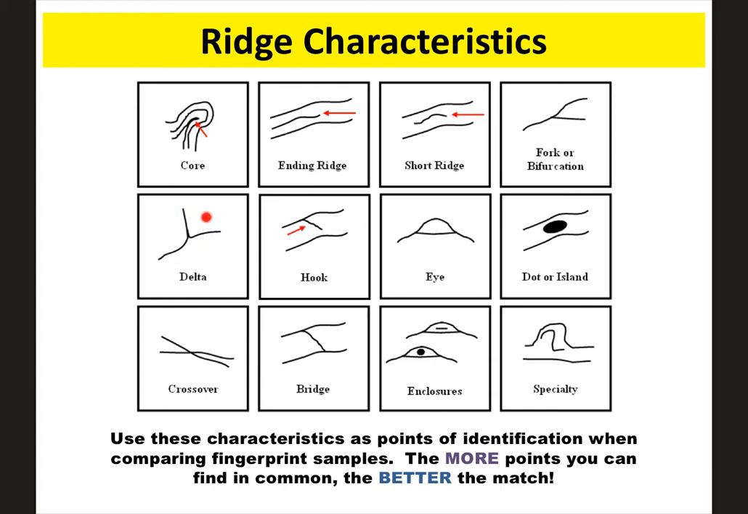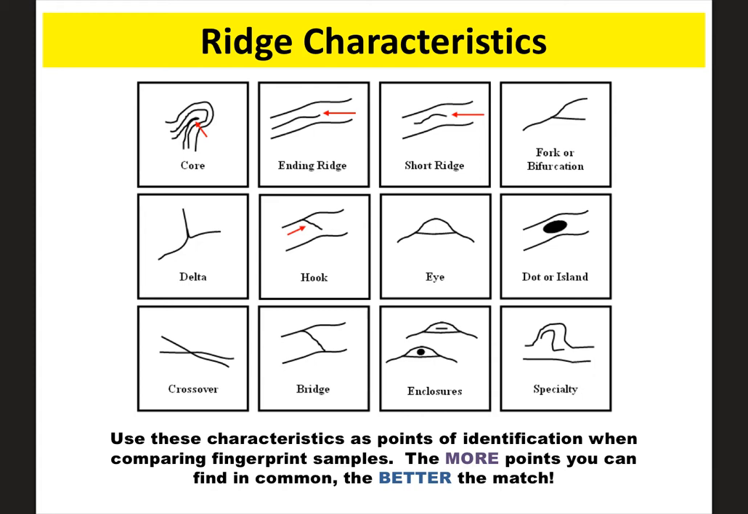We've already looked at deltas, those triangular regions. Sometimes if you have a ridge going and then it just branches off a little bit, they call that a hook. That would be different from a fork or bifurcation, because the fork or bifurcation is going to go a little bit longer. All right, you can get these little dots or islands sometimes in a print. A crossover is pretty easy to see. It's basically when two ridges cross over themselves and you get an X forming.